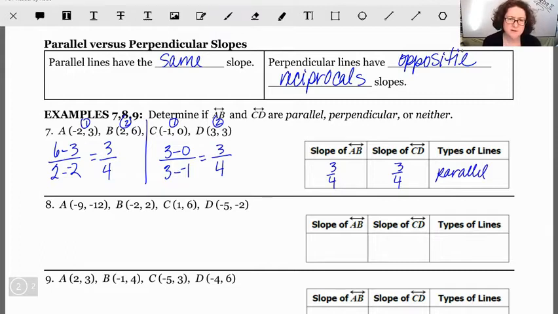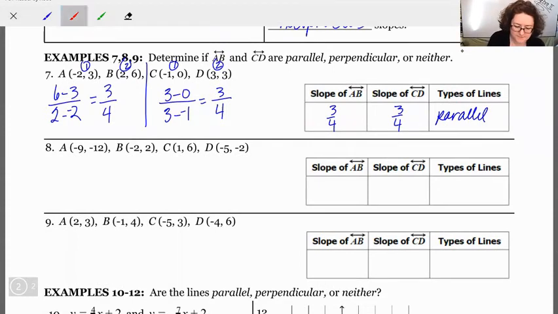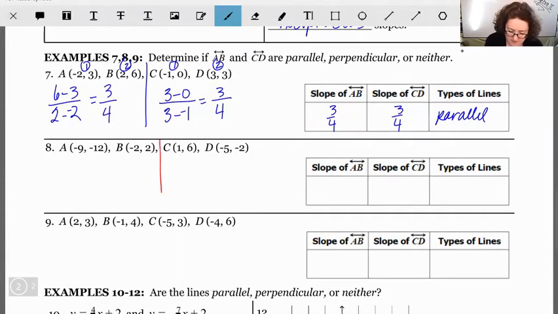Okay, go ahead, pause the video and try out problems 8 and 9 and see what happens. Okay, let's see what you came up with. So same thing, I'm looking for line AB and line CD. +2 minus a -12 for my y's, -2 minus -9 for my x's. So that gives me a 14 over 7, otherwise known as a 2 or 2 over 1.